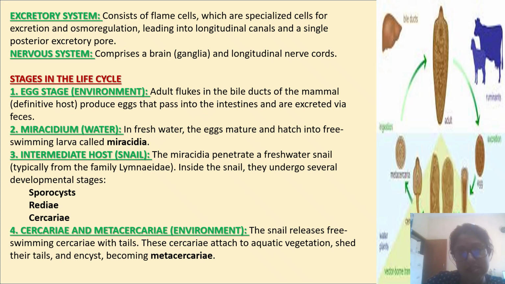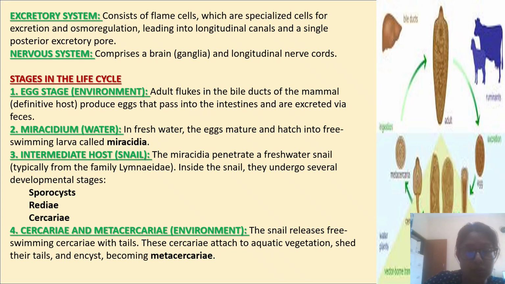First stage is the egg stage, which occurs in the environment. Adult flukes in the bile ducts of the mammals, that is the definitive host, produce eggs that pass into the intestine and are excreted via feces. Next is the miracidium larva stage. In fresh water, the eggs mature and hatch into free swimming larvae called miracidia.